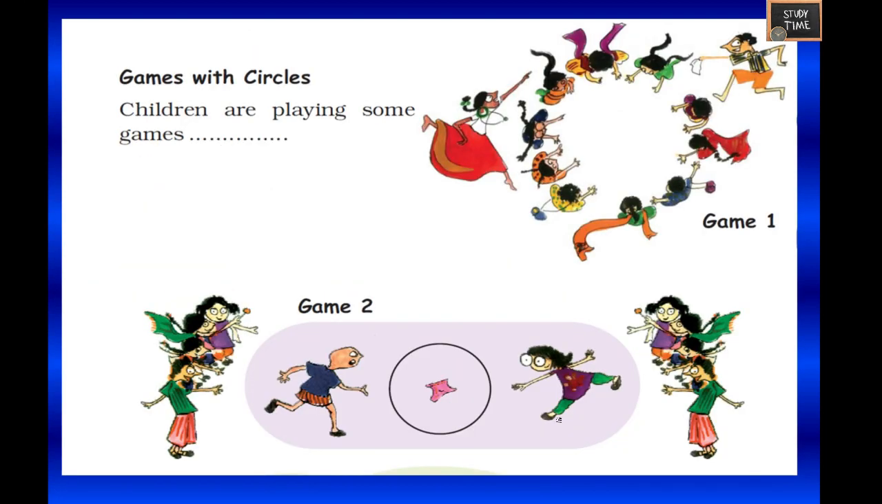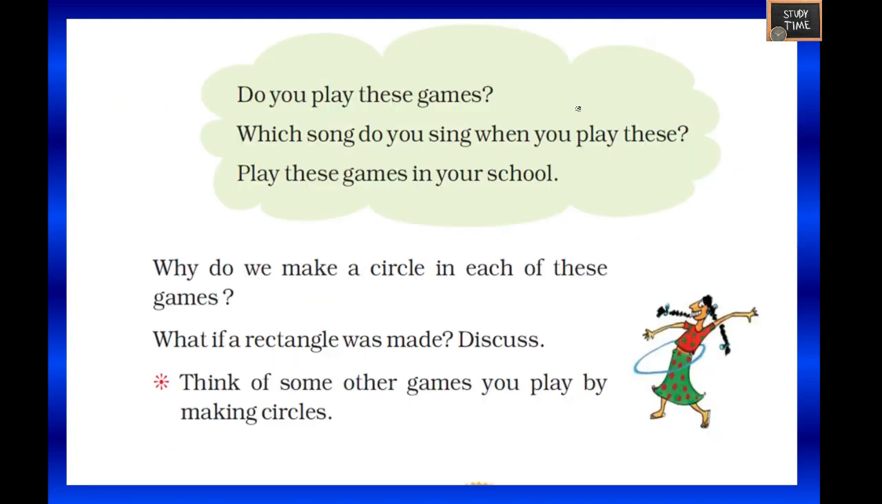Next, games with circles. Children are playing some games. Here you can see they are playing in a circle. Here they have made a circle and they are playing games. Do you play these games? You can write yes or no. Which song do you sing when you play these? Some people might sing Ring a Ring a Roses, Rain Rain Go Away. So you can also play these games in your school.